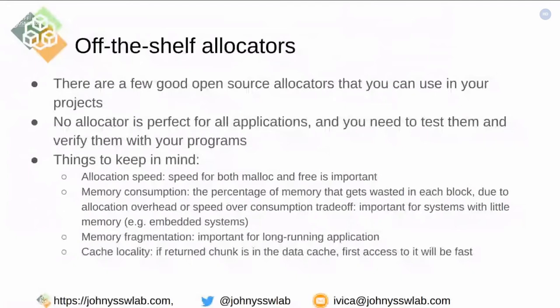Things that you should keep in mind related to allocators are the allocation speed. You want them to be fast. Memory consumption. You don't want them to consume a lot of memory. You want to keep in mind the memory fragmentation, especially if your program is a long-running one. And there is a fourth thing, that's cache locality, but we'll talk a bit about it later on. Just to let you know, if your allocator returns a chunk of memory that is in the data cache, it will be fast. If it doesn't, it will be slow. But more about that later.